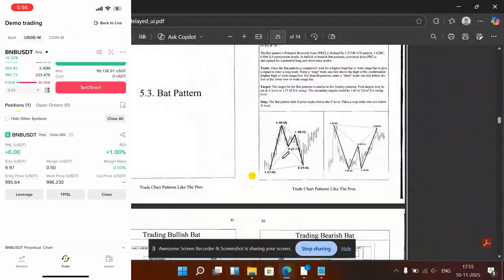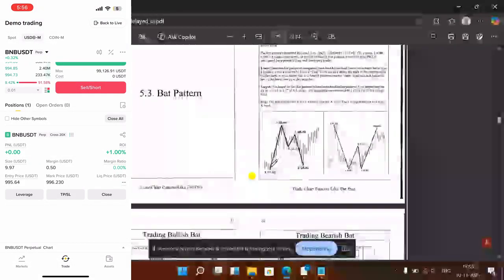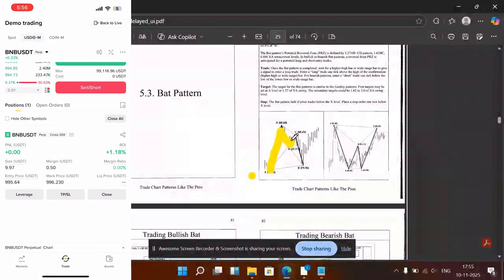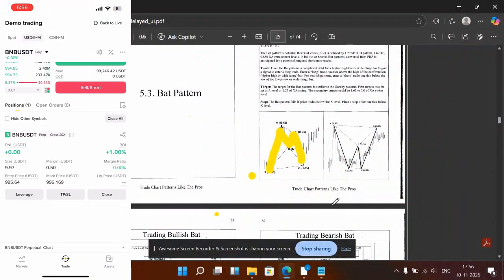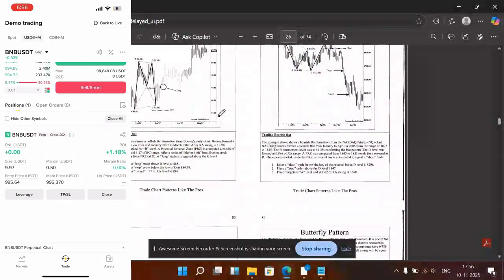Now here, what kind of pattern is being formed? This is a kind of W pattern, which we can obviously see. We have another pattern, which is, sorry, this is the M pattern. This is the W pattern. So we are done till here right now.